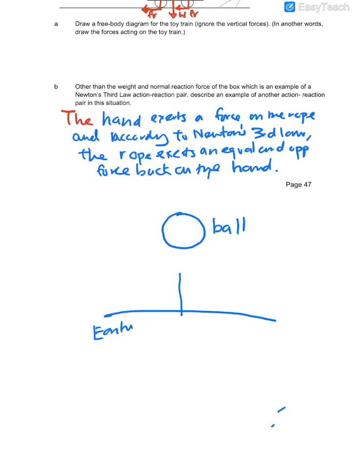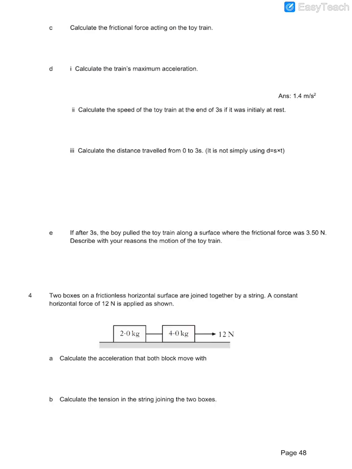So it exerts a force back this way, right? But the earth doesn't fly towards the ball, unless you're Jonathan, okay? Because the earth is simply too massive, right? Okay, so it doesn't need to be in contact. Newton's third law can also be applied. Look at the next part, try to do.